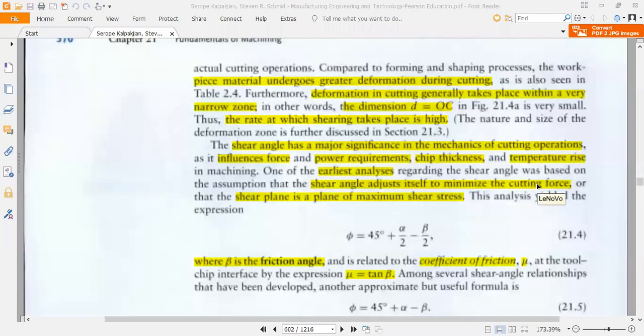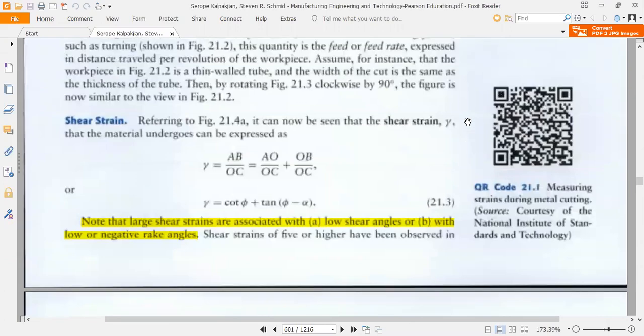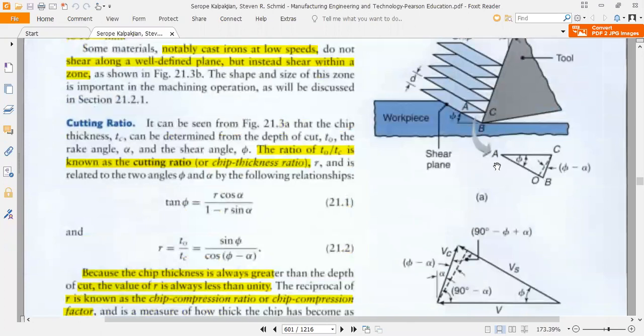Further, the shearing during the cutting of the material from the workpiece occurs in a very narrow, very tiny zone. It is obvious to you from figure 21.4a that d is equal to OC. This is the dimension at which the shearing takes place. So we go towards this figure, and at d OC, at this point, the shearing takes place. This is the point at which the tool is going to shear this metal from the workpiece.